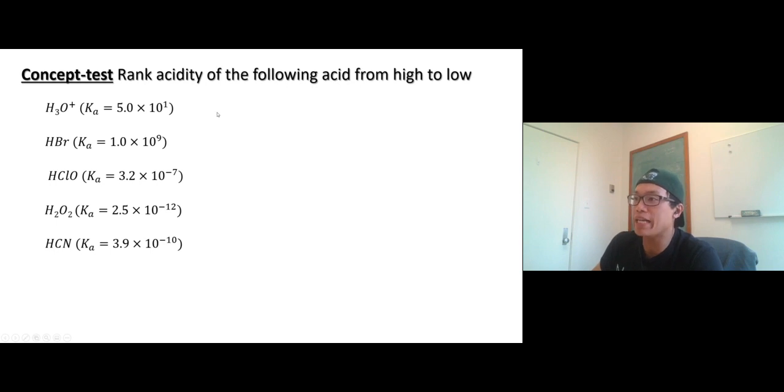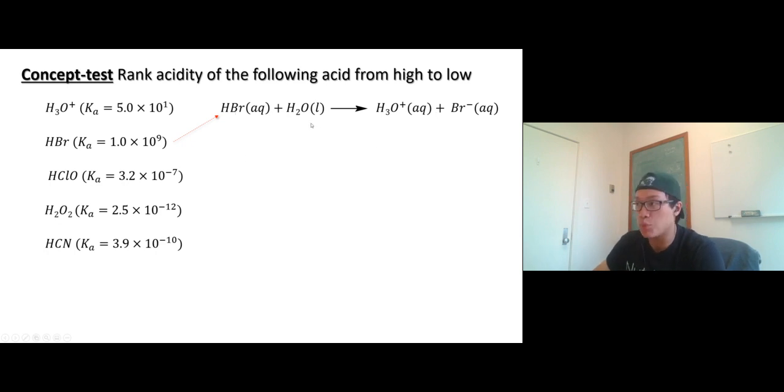All right, so rank acidity using this Ka. So who is the strongest? Strongest have the large Ka value, right? So HBr for sure, 10 to the 9th, which means that when HBr dissociates in water, this equilibrium favors the formation of the product by 1,000,000,000 times, 10 to the 9, you have 1,000,000,000 times over the reactant.